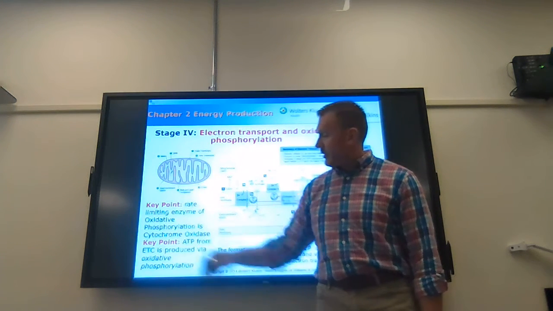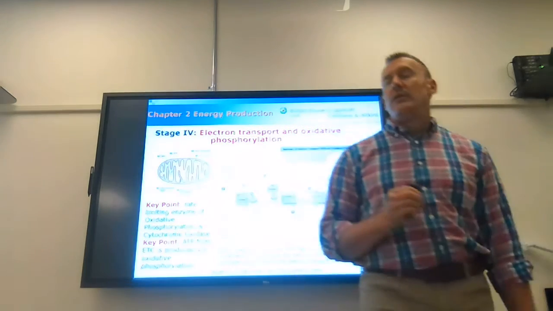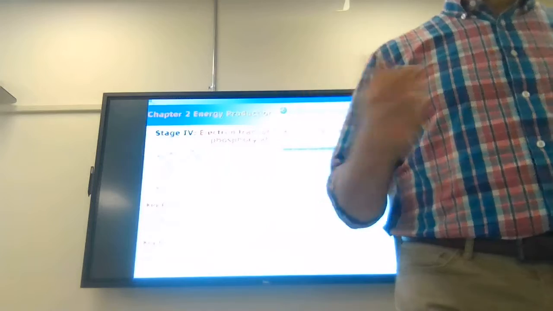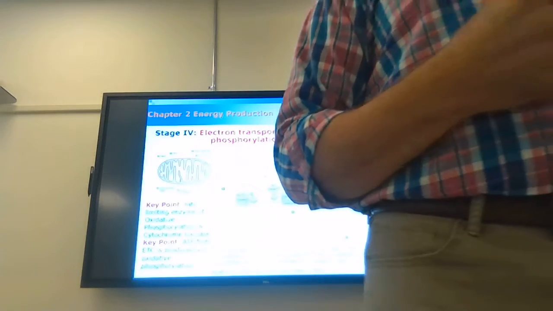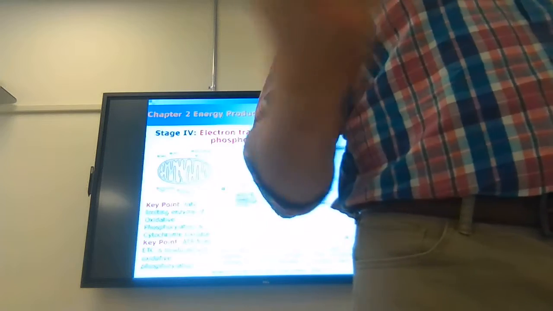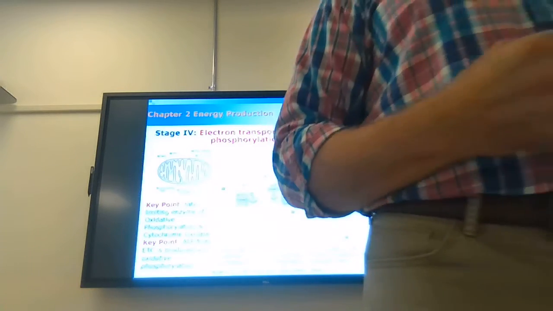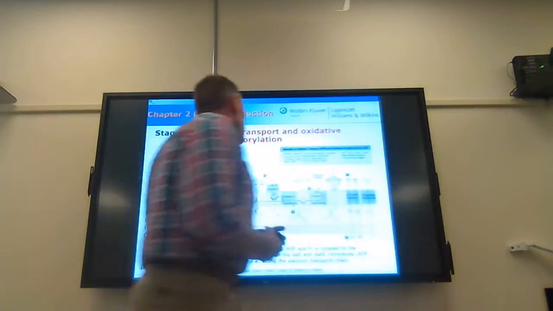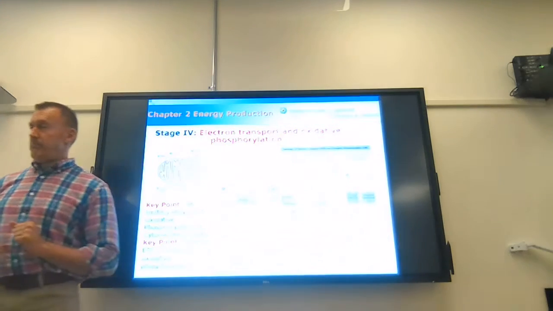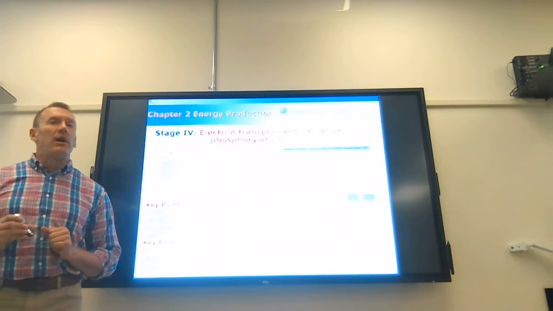ATP from the electron transport chain is produced via oxidative phosphorylation. So we talked about oxygen as being the final hydrogen ion electron acceptor. But the shuttling of electrons involves a series of oxidation and reduction reactions. So you have four complexes that are in the inner mitochondrial membrane.